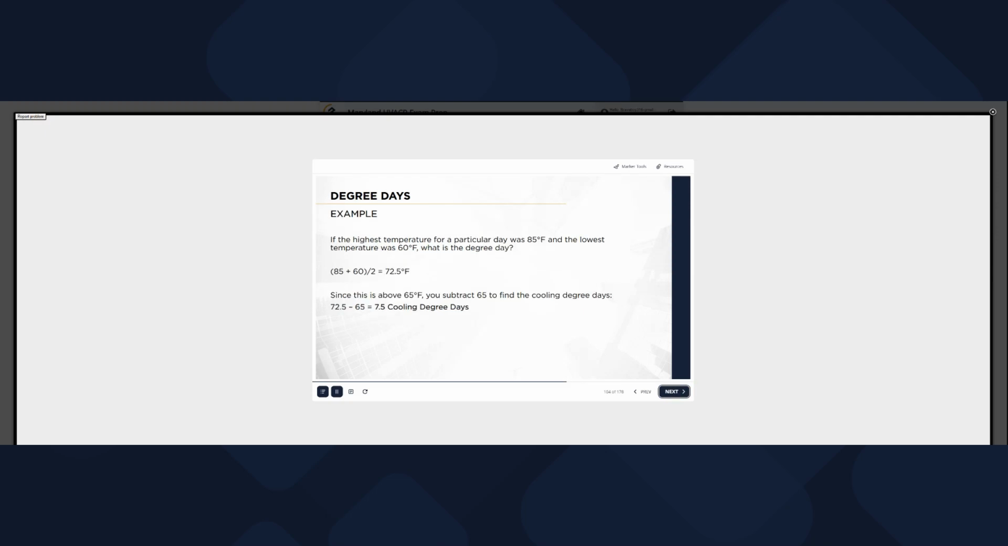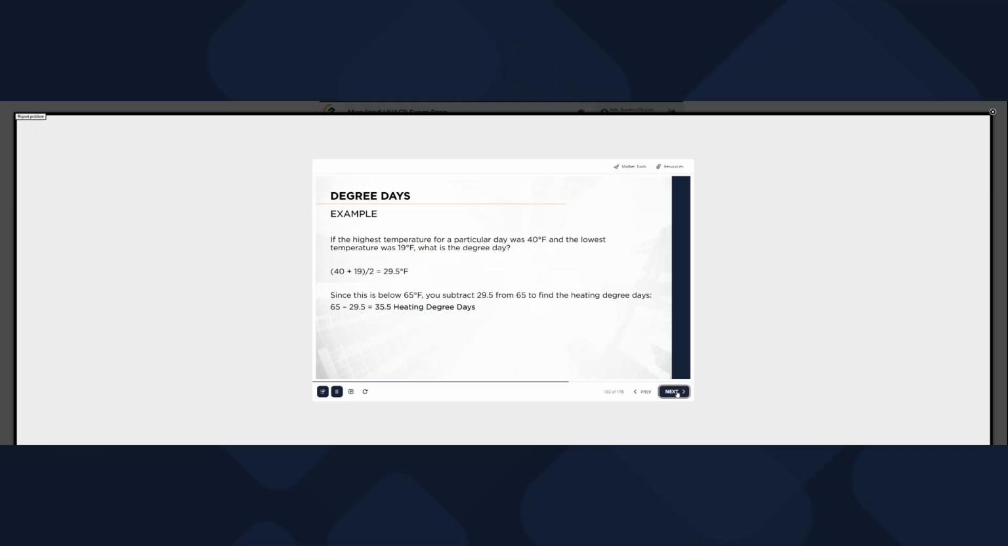If the highest temperature for a particular day was 85 degrees Fahrenheit and the lowest temperature was 60 degrees Fahrenheit, what is the degree day? 85 plus 60 divided by 2 equals 72.5 degrees Fahrenheit. Since this is above 65 degrees Fahrenheit, you subtract 65 to find the cooling degree days. 72.5 minus 65 equals 7.5 cooling degree days.